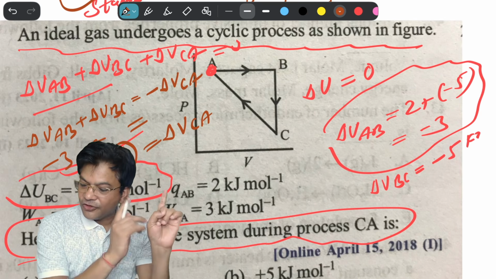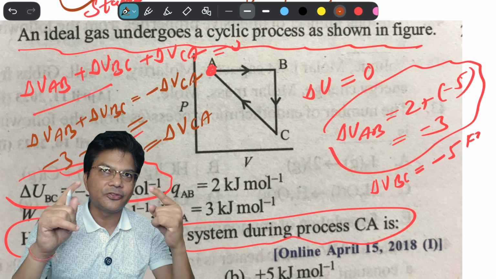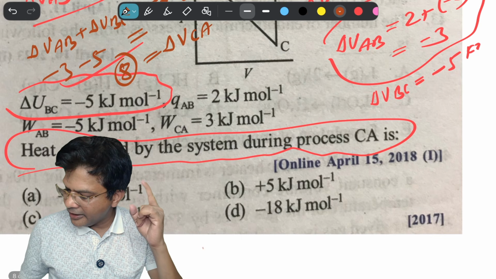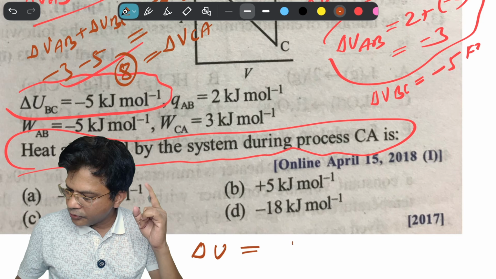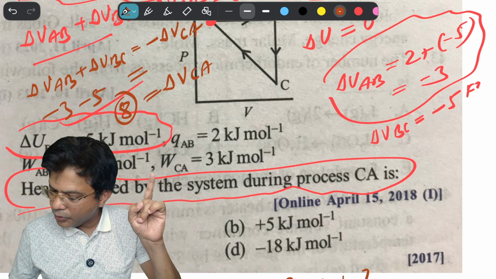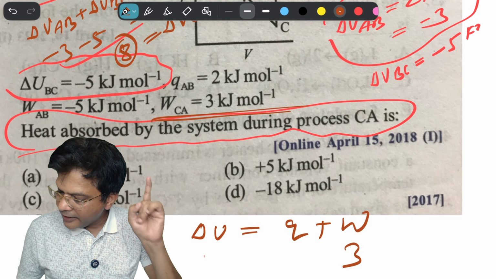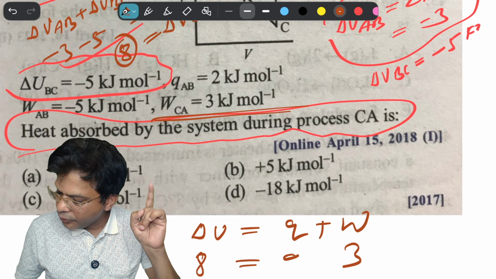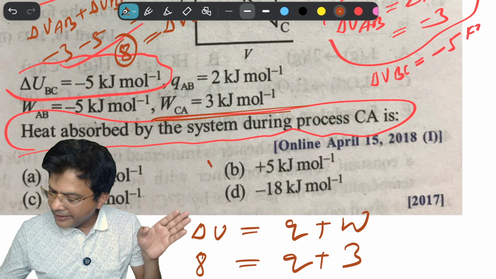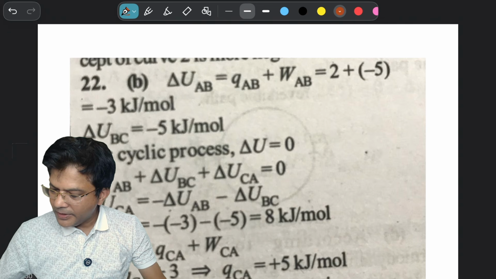Now the C to A change in internal energy we have got, and we know that for any process, the change in internal energy is equal to Q plus W. Now from C to A, what have they given? C to A, they have given W is equal to 3. W is equal to 3, and this value is 8, and Q we don't know. So Q will be how much? 8 minus 3, 5. So B will be the correct answer. Got it, kids? Let's see. B is the correct answer.